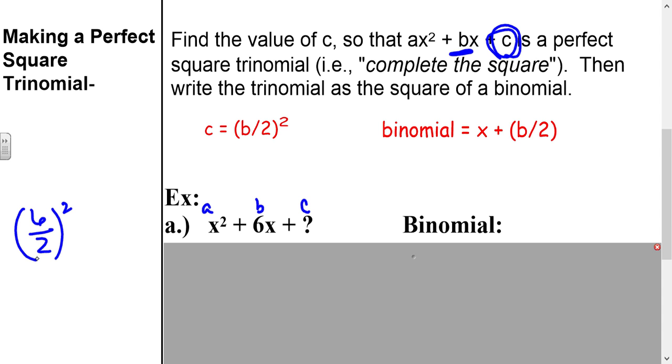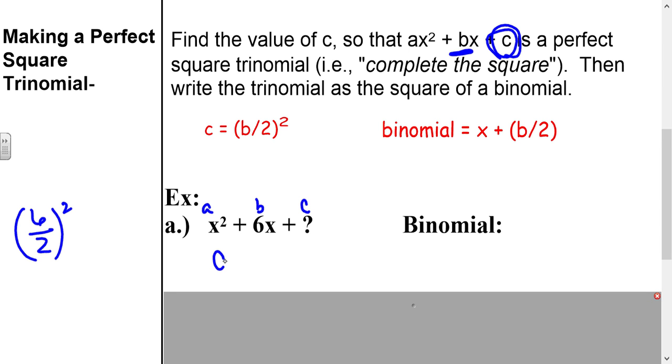Well, what is 6 divided by 2? It's 3, and then 3 squared is 9. So the value of c should be 9. So I'll have x squared plus 6x plus 9. What are factors of 9 that add to be 6? Well, it would be 3 and 3. So the binomial that we get is x plus 3 squared.